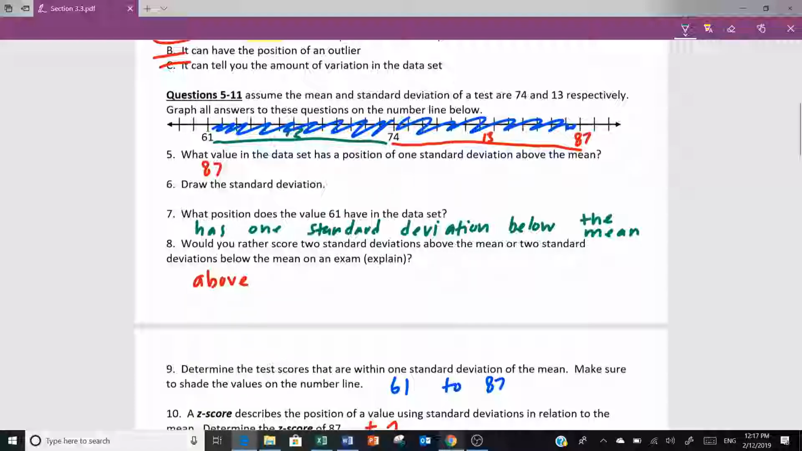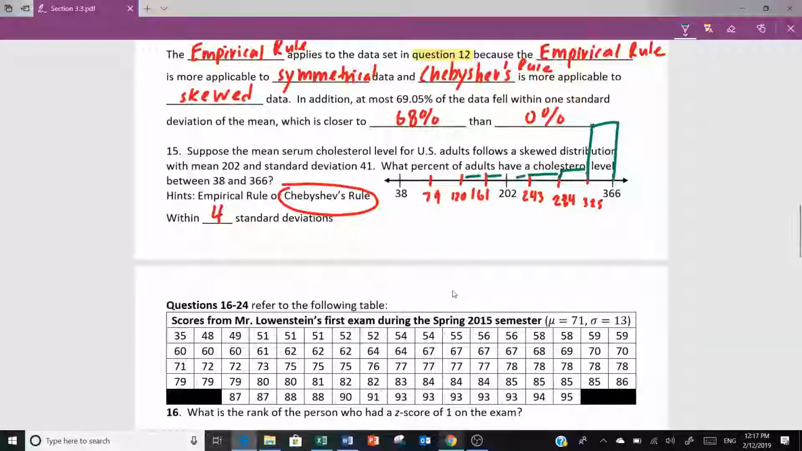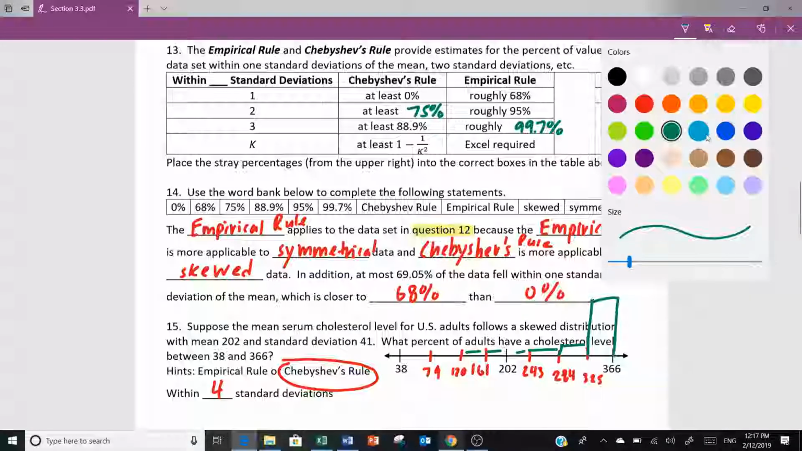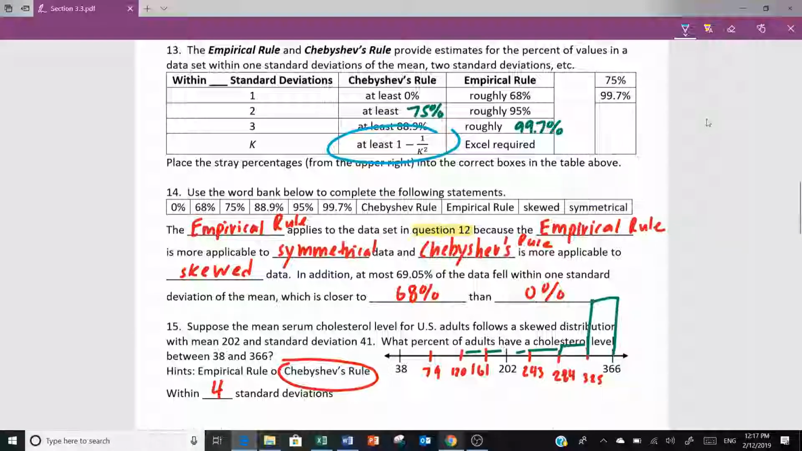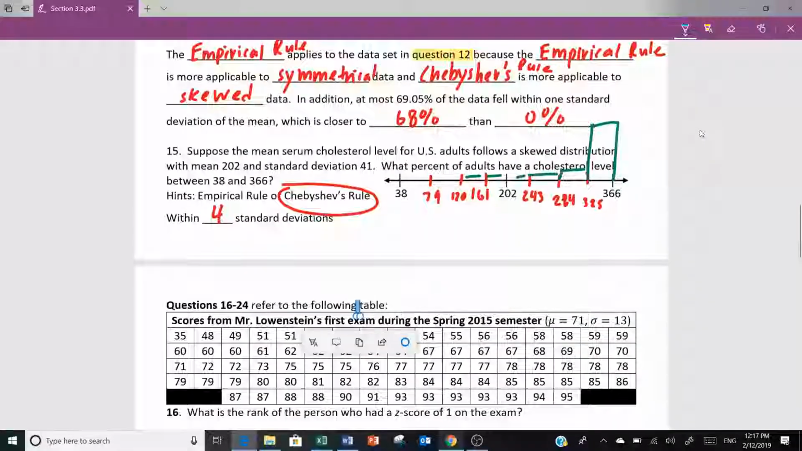We didn't finish the problem. Okay, so we have the 4 here. Because we're using Chebyshev's rule, we have to apply this formula here. So I'm going to go ahead and do that. I'm going to take this formula, and what's our k? 4. So this right here is k, and we're using 1 minus 1 over k squared, which is 1 minus 1 over 4 squared, 1 minus 1 over 16, which is 15 over 16.